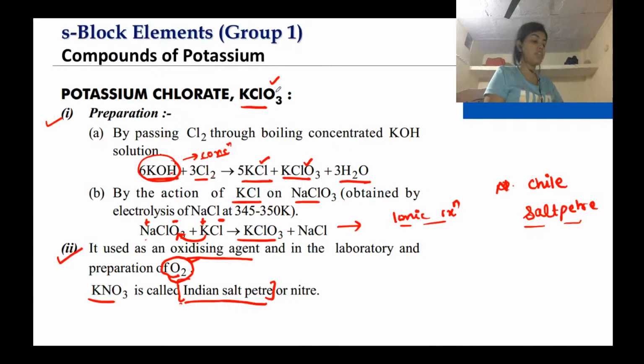Which compound is known as Chile saltpeter? KNO3 is Indian saltpeter. Which one is known as Chile saltpeter? Yes, Dinesh, very good. NaNO3 is known as Chile saltpeter. Good. Sodium nitrate.